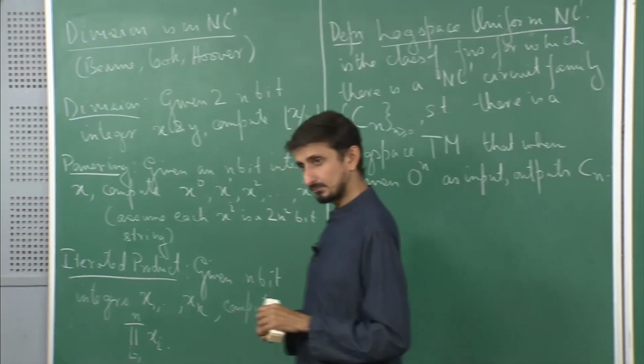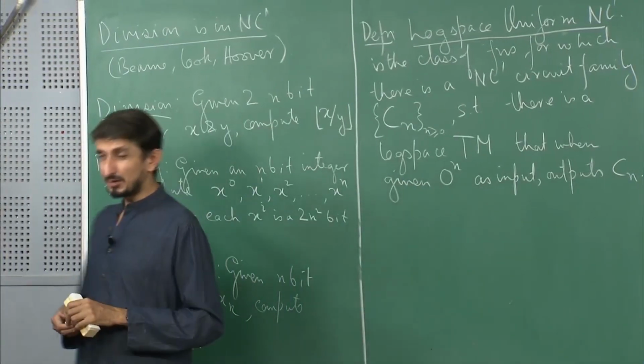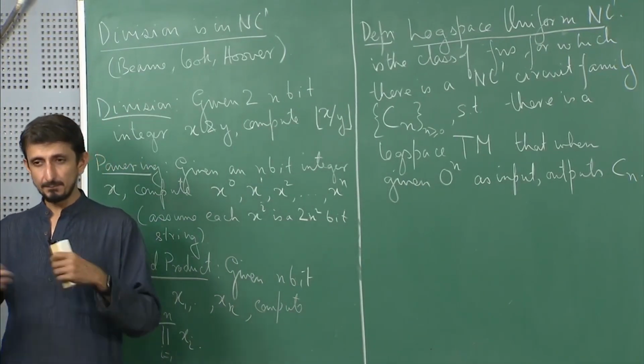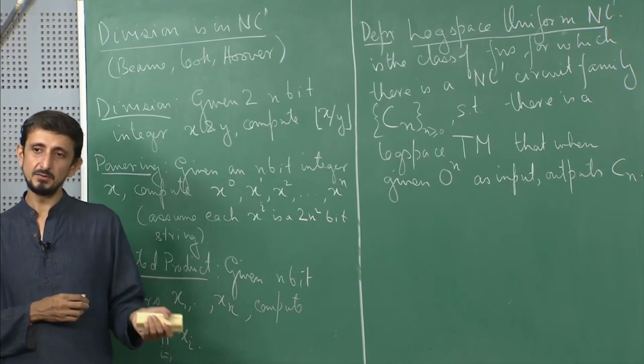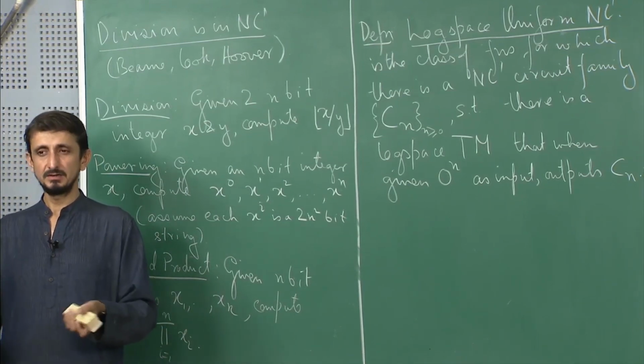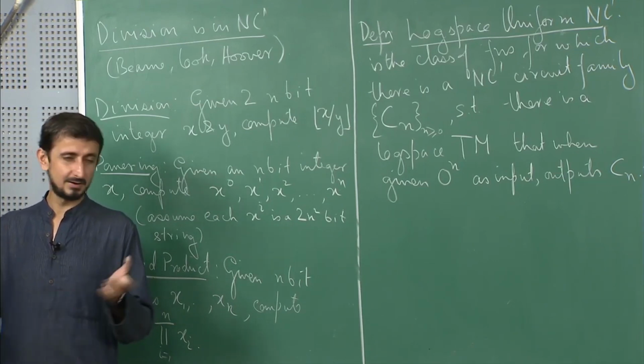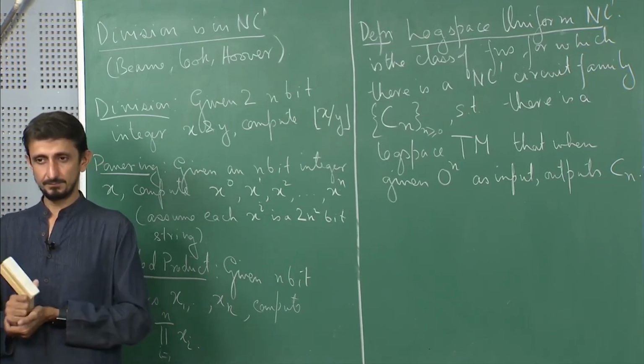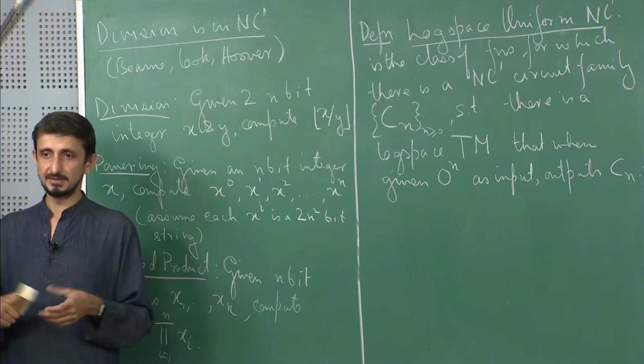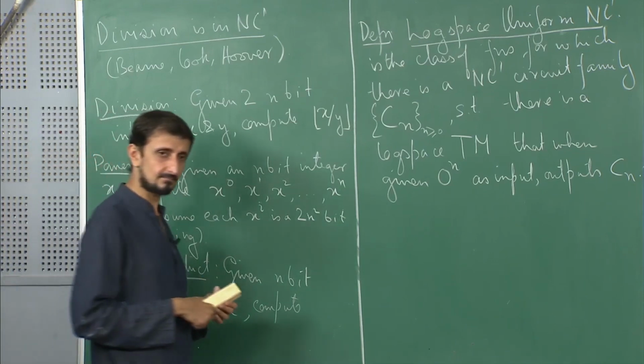Like all the other problems, they are also in log space uniform. It depends: if you can compute that circuit given n in unary, then it is in log space. Most of the problems that we have seen, addition and multiplication, are in log space uniform. You can actually generate that circuit.